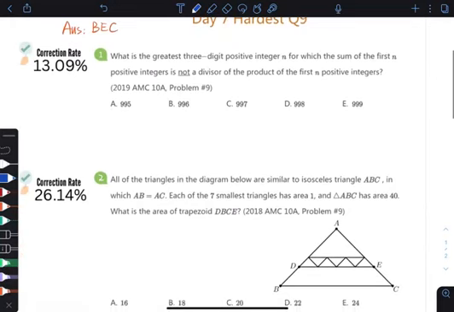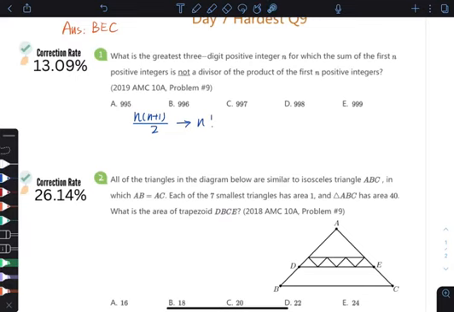What is the greatest 3-digit positive integer n for which the sum of the first n positive integers is not a divisor of the product of the first n positive integers? Okay, now let's try to interpret this question. The sum of the first n positive integers is n times (n plus 1) over 2, and the product of the first n positive integers is just n factorial. We want n times (n plus 1) over 2 to not be a divisor of n factorial.